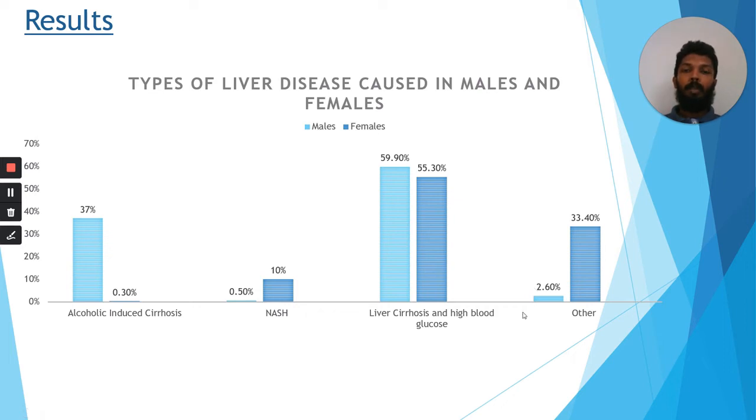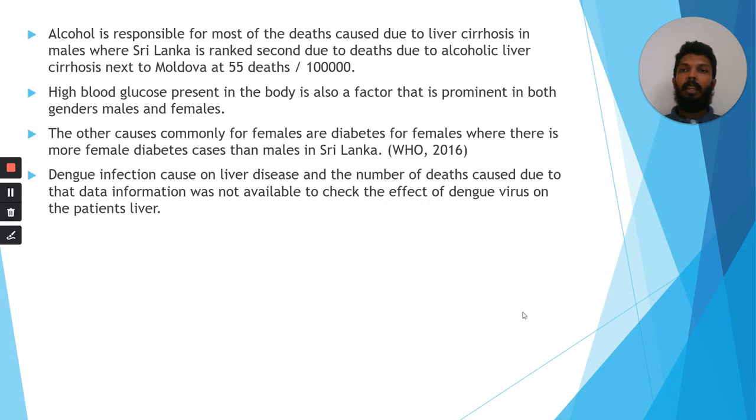Non-alcoholic fatty liver disease is caused by obesity. Alcohol is the most common cause of liver cirrhosis, and Sri Lanka is only second in the number of deaths, compared to Moldova. Moldova has the highest number of deaths from alcoholic liver cirrhosis. Sri Lanka comes in second.